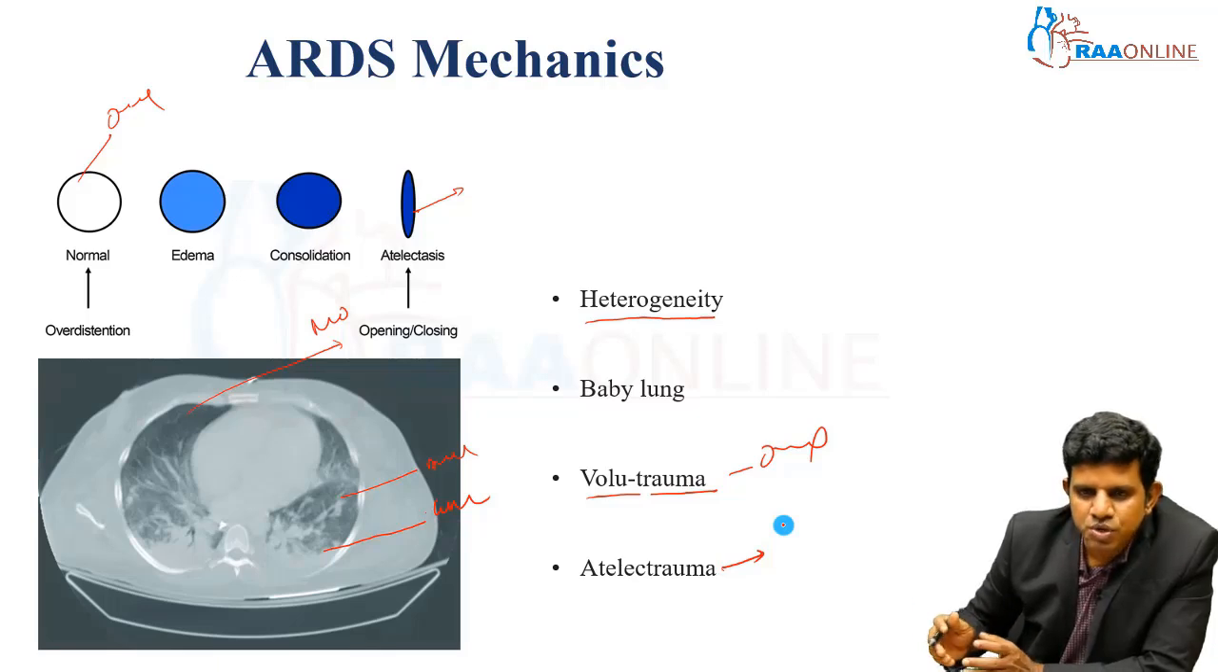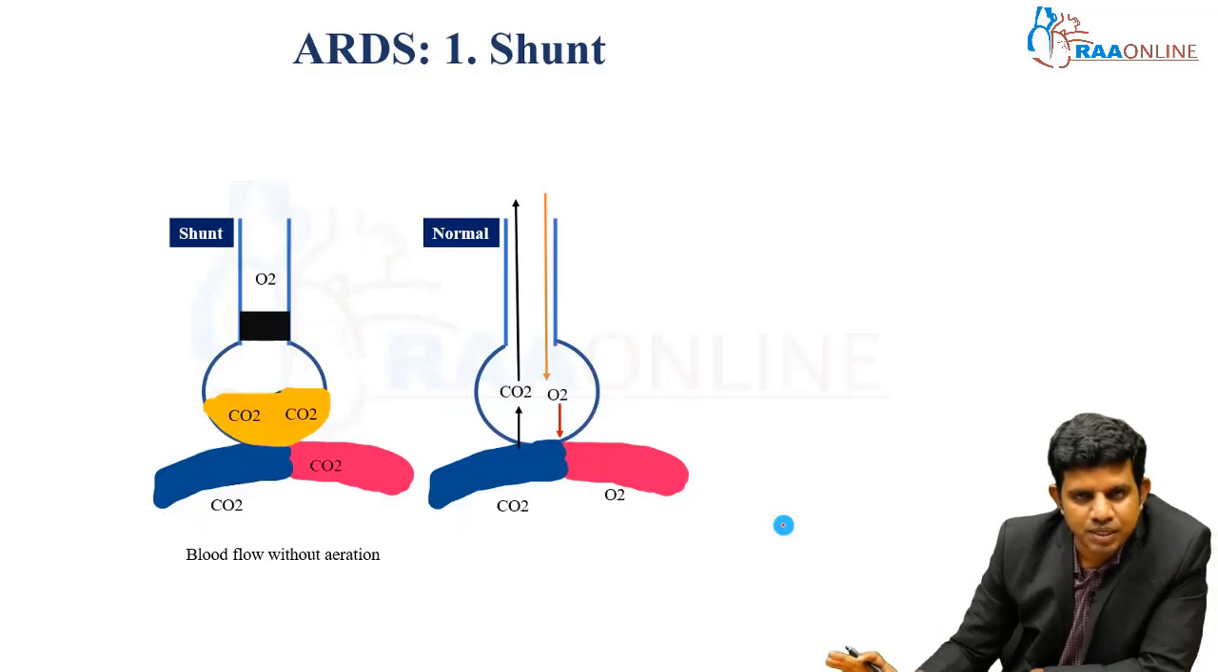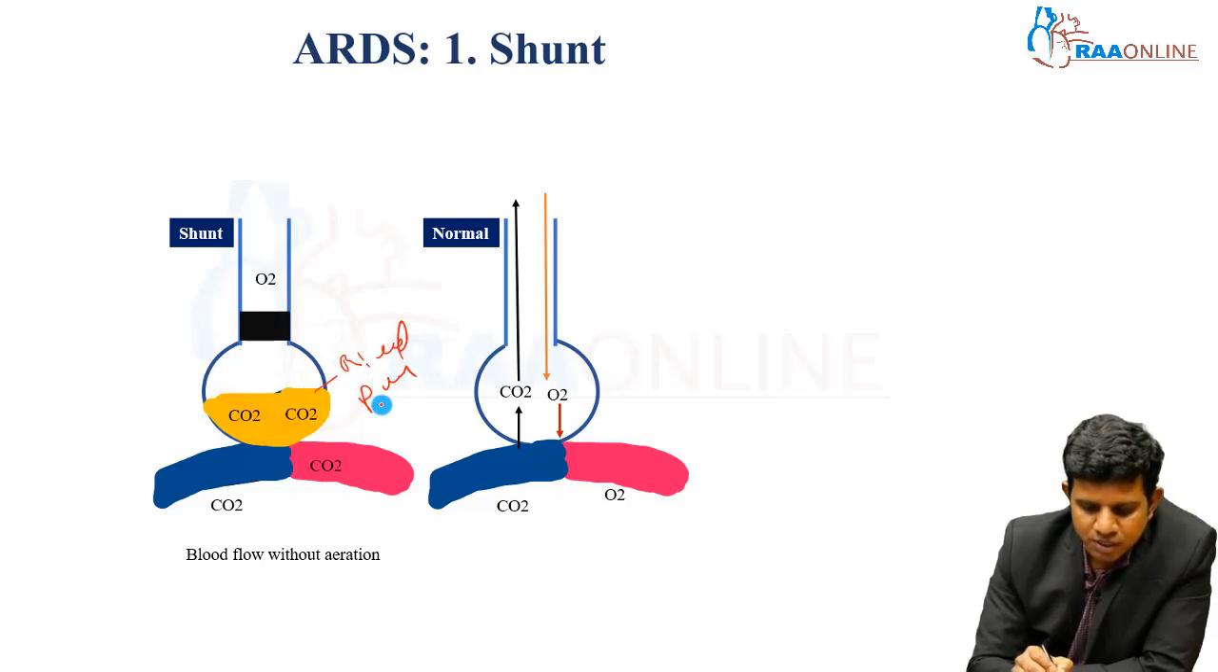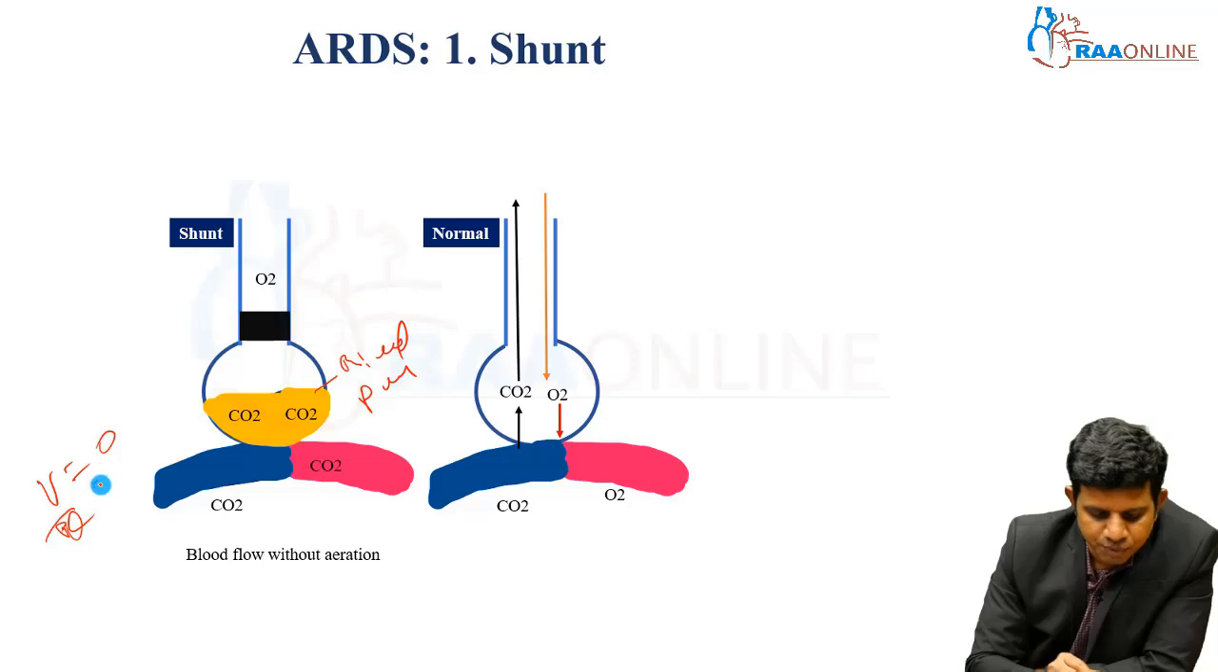Why is the patient with ARDS so hypoxic? The first reason for hypoxia in ARDS is shunt. What is shunt? It is when alveoli are filled with pus, blood, or fluid, while the blood flow is normal. The aeration is not completely occluded, so it may be partially ventilated, but ventilation is low or zero while the perfusion is normal.